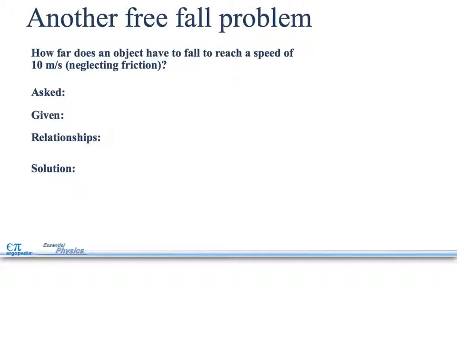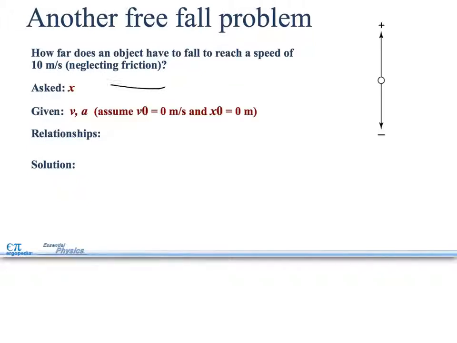How far does an object have to fall to reach a speed of 10 meters per second? So now we're asking for a different part of this. First we asked how high it had to be dropped. Now we're asking how far the object falls to reach 10 meters per second. Again, we're looking for x, we're looking for v, a is going to be gravity, and we're assuming v0 is 0 and x0 is 0.